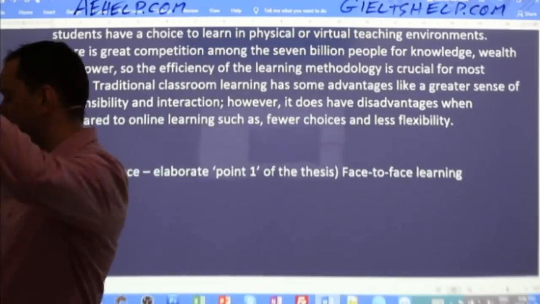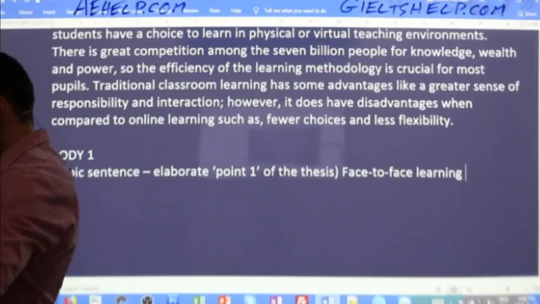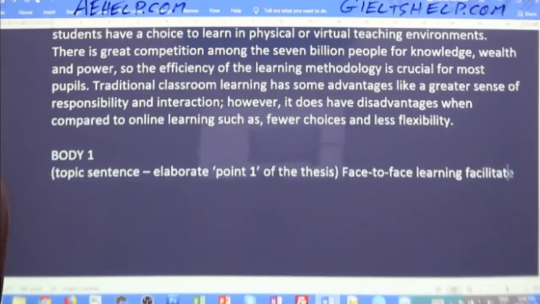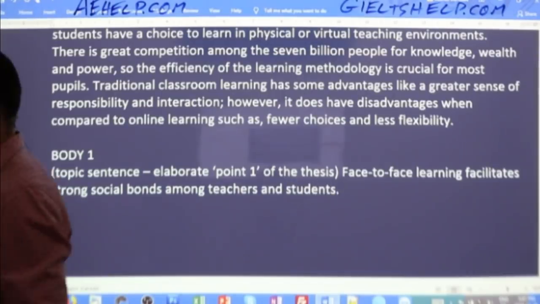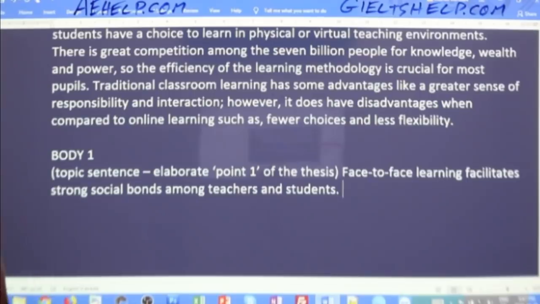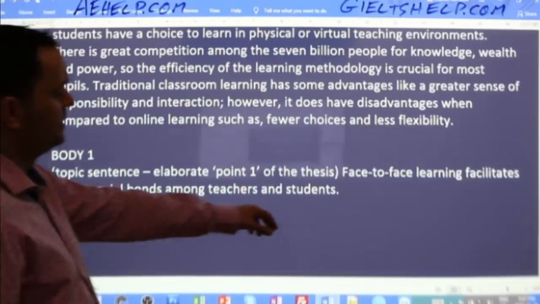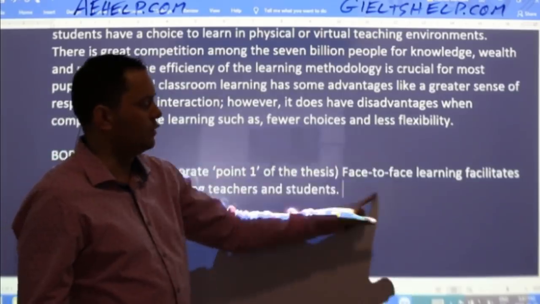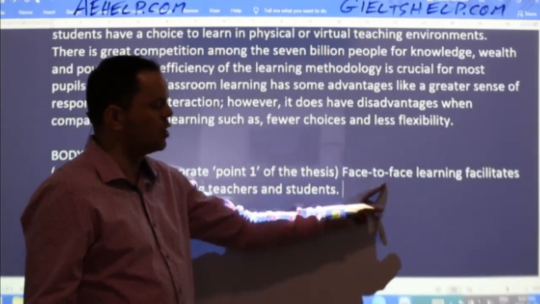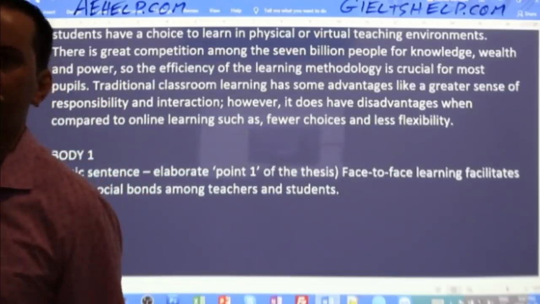So face-to-face learning facilitates. Here's a nice word for you. Facilitates strong social bonds among teachers and students. Yeah, that's a great topic sentence. Yeah, absolutely. I love it, Kamal. Very good. Face-to-face is done with these dashes, by the way. So face-to-face. It's 3 words representing one concept, so it's melted into one word, okay?